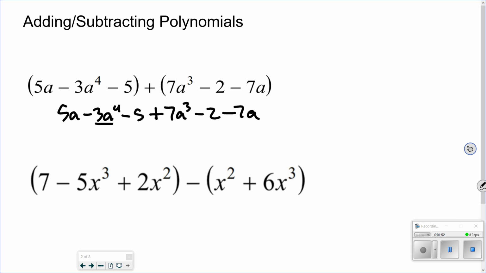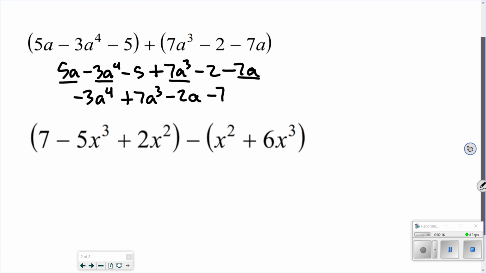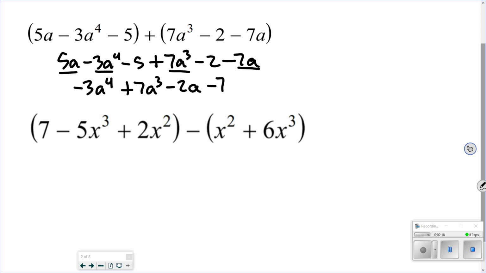I got a negative 3a to the 4th. I've got a 7a cubed. Let's see, I've got a 5a minus 7a. That'd be minus 2, right? You go 5 minus 7, and the a just stays the same when you combine those. And I've got a minus 5 minus 2, which is a minus 7. So I combine like terms. When you write it with the highest power, and then you go down in order of degree, so 4th, cube, first power, constant. When you do that, we say it's written in standard form.